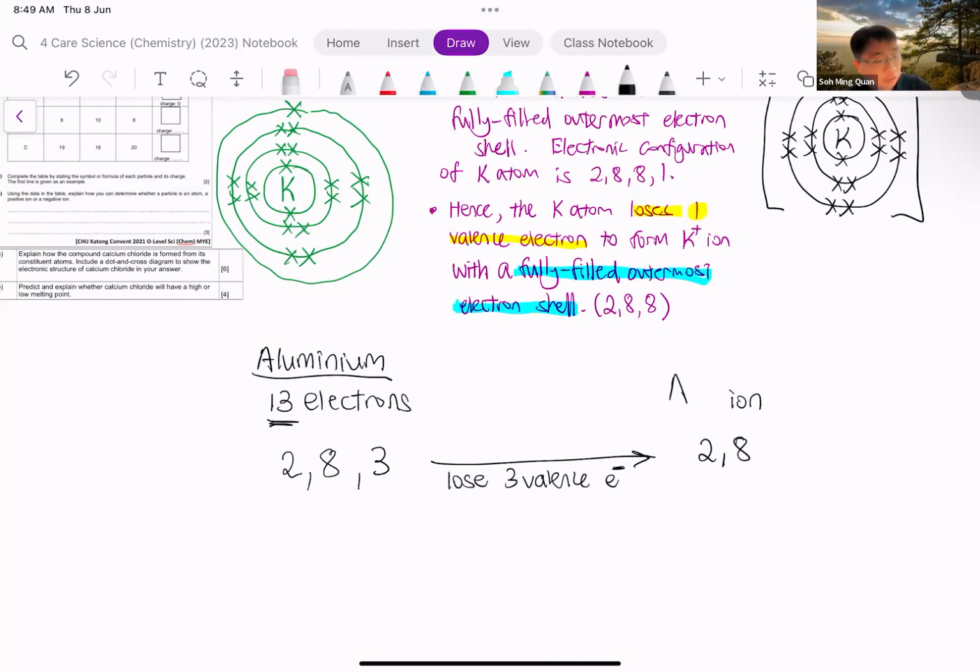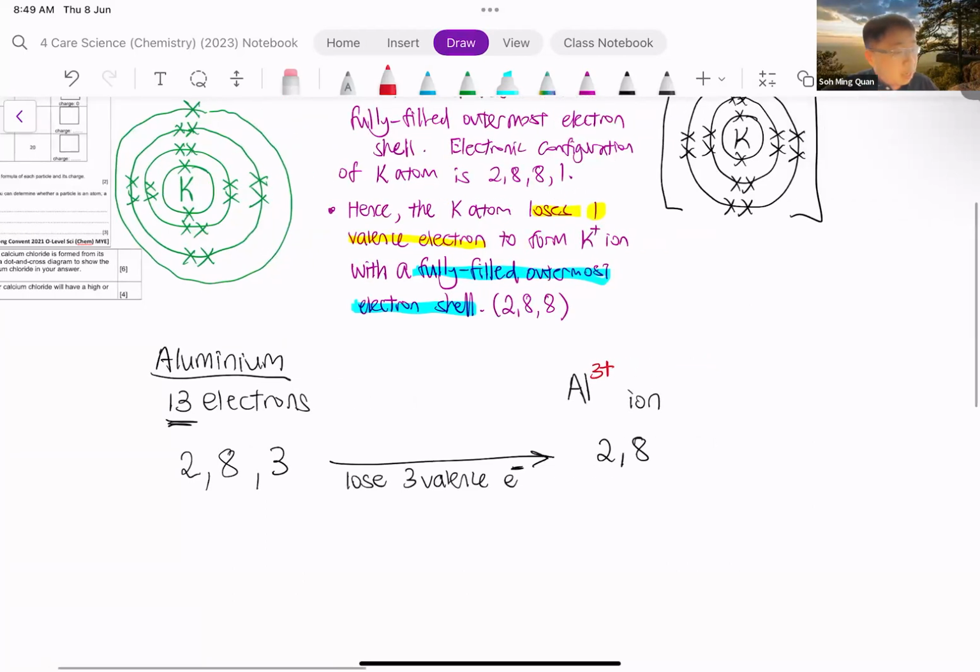Now, what is the charge though? Is it still just 1 plus? Just now, potassium was 1 plus because it lost 1 valence electron. But this is 3 plus because it loses 3 valence electrons. So if you lose 1 valence electron, it's 1 plus. If you lose 2 valence electrons, it's 2 plus. If you lose 3 valence electrons, 3 plus.